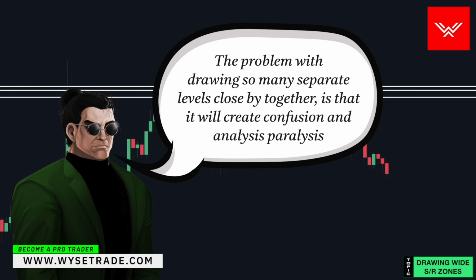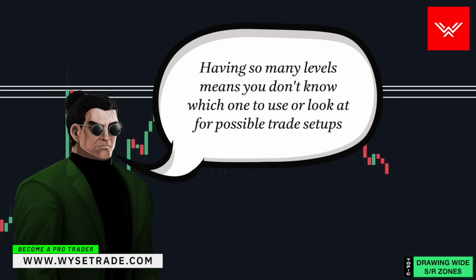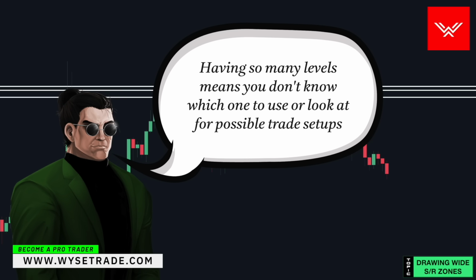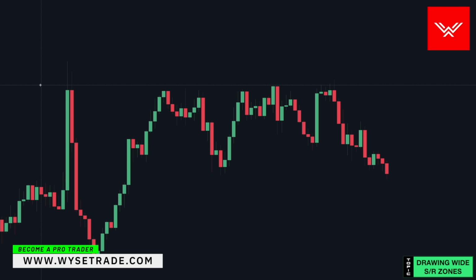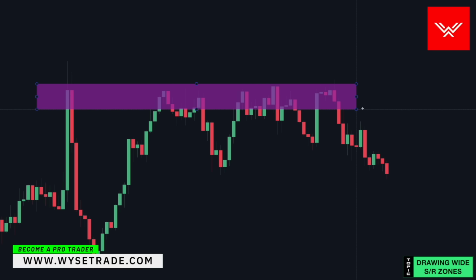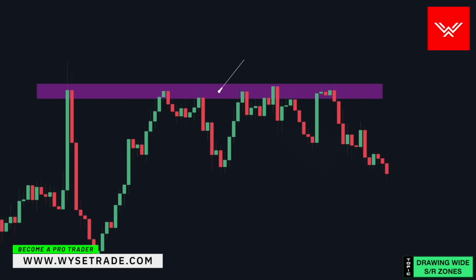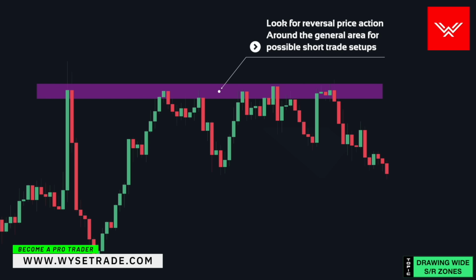Now, the problem with drawing so many separate levels close together is that it creates confusion and analysis paralysis, as you don't know which level to use for possible short trade setups. So what you do is, instead of drawing in all these separate lines, draw a wide zone instead that captures the entire area. And then you look for reversal price action in the general area for possible short trade setups.